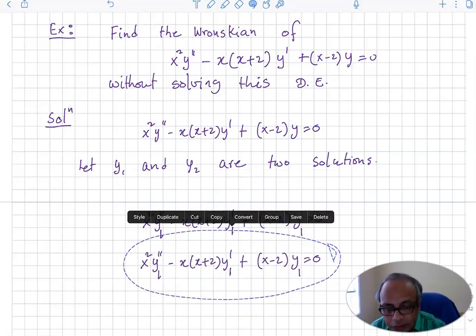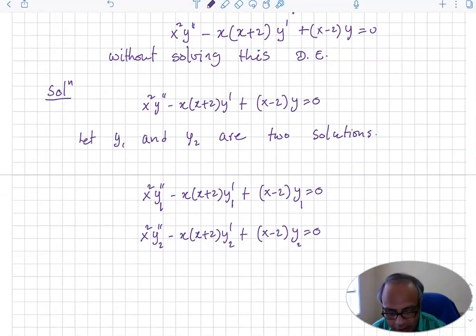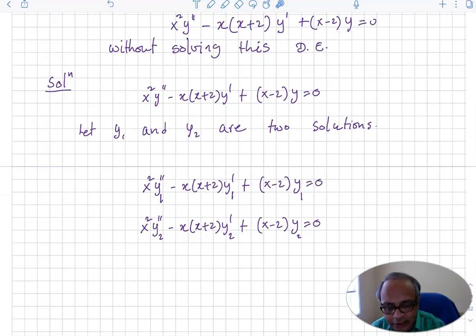Also, y2 satisfies the differential equation, so you can write y double prime 2 times x squared, and then y prime 2 times negative of x times (x plus 2), and plus the last term. Okay, so you see that this is the differential equation. So y1 is a solution, so you replace y with y1. y2 is a solution, you replace y with y2.